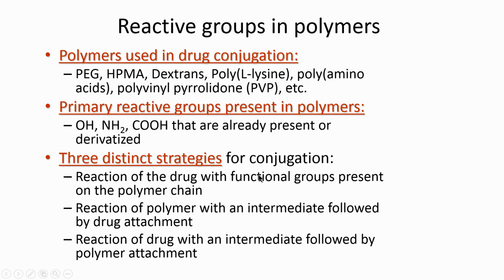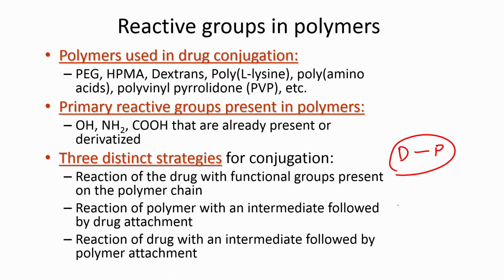And then typically three distinct strategies are used. You can either react the drug with the functional groups that are present on the polymer chain. You can first react the polymer to form an intermediate, which you then use for the drug reaction, or you can react the drug with an intermediate first and then attach it to your polymer. So, I hope this is clear. Essentially what we are talking about here is you have a drug molecule D, which directly goes and binds to P. So, that is the first case.